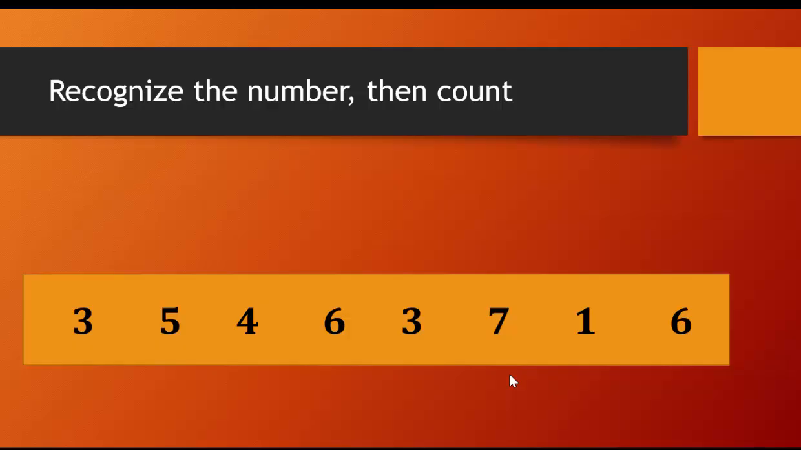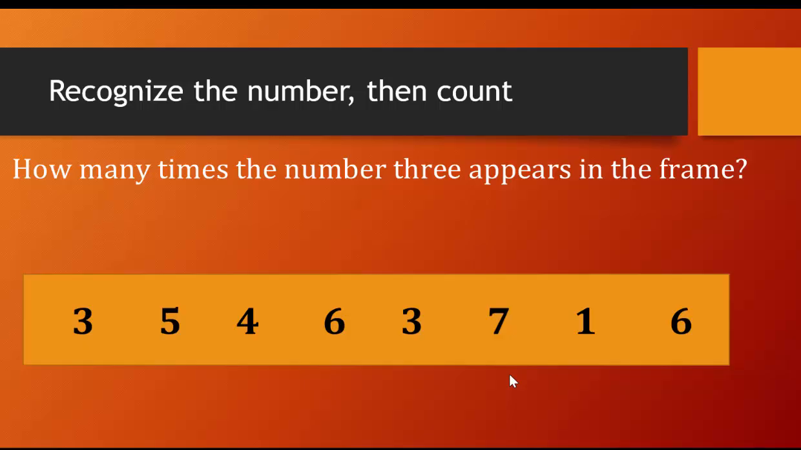Next, we try to see if students understand or recognize whole numbers. So we have a couple of numbers here. We are asking how many times the number 3 appears in the frame. So we need to double check with the students that they understand this is the symbol here, it's 3, and another time here. So 3 comes twice.